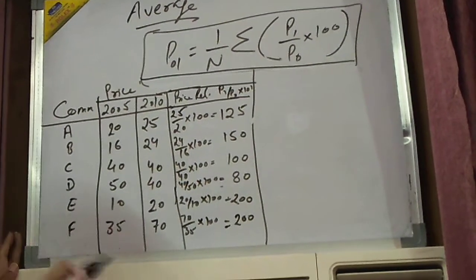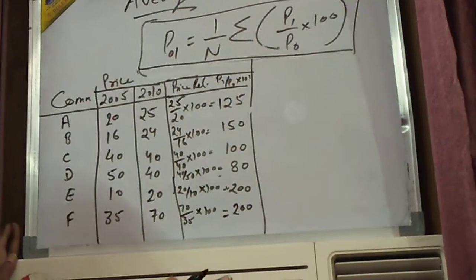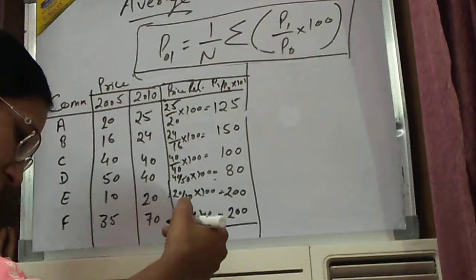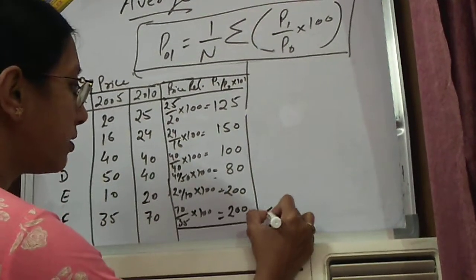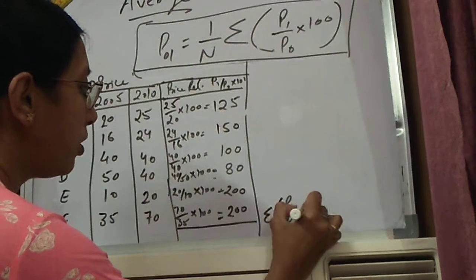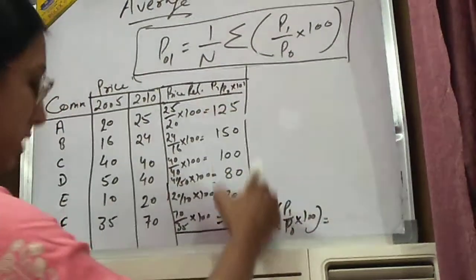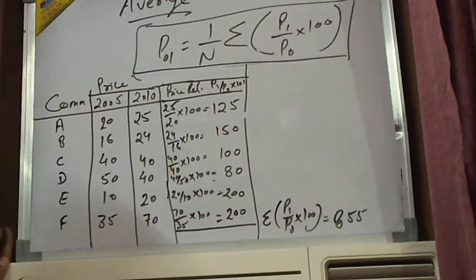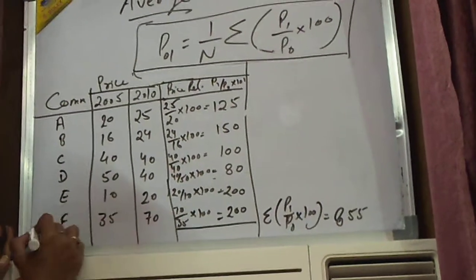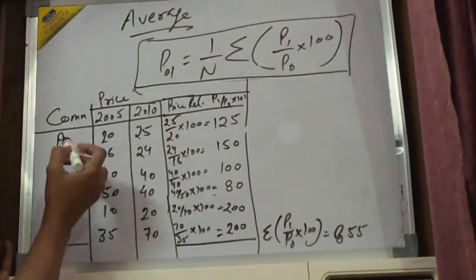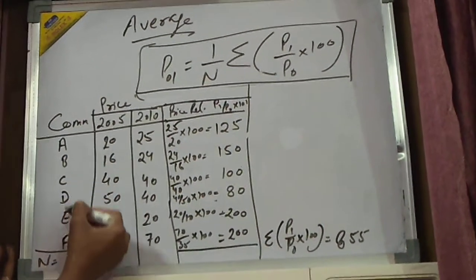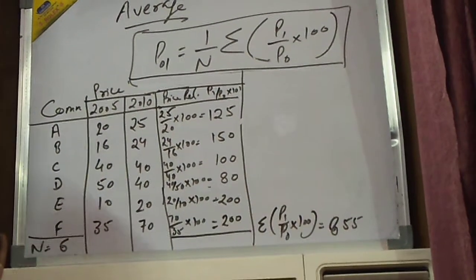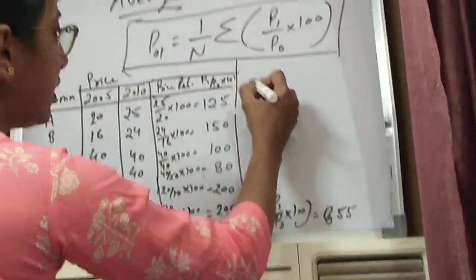So we have to find out the average of every commodity. Then the simple thing, we have to add them up. When we add them up, we will get sigma P1 upon P0 into 100 equals the sum of these, which will be 855. And here N is your number of items, number of commodities. How many commodities are there? A, B, C, D, E, F. 1, 2, 3, 4, 5, 6. N is 6.